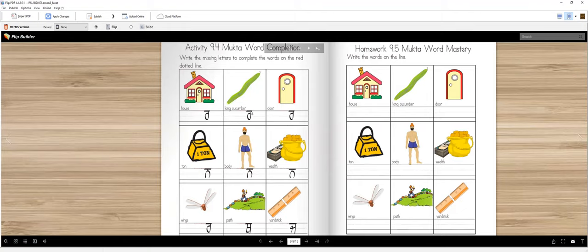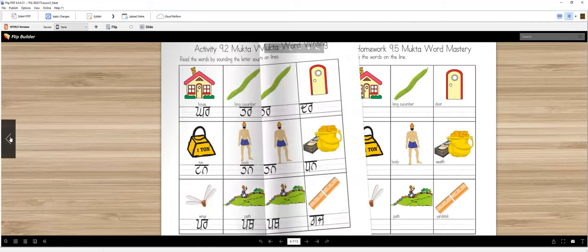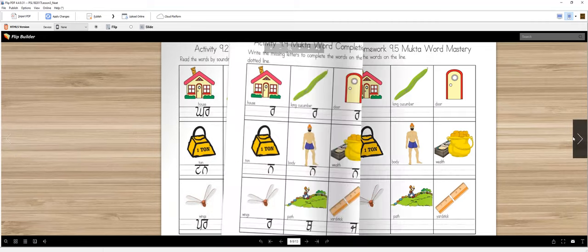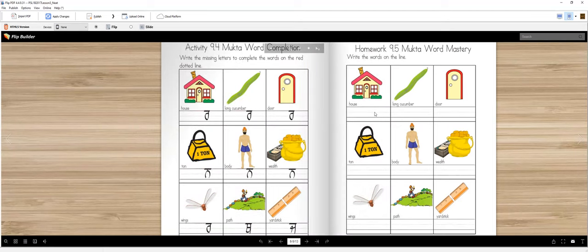Okay, so if you don't remember what these words are, what can you do? You can go to this page and you can look at them and you can copy them. Okay, but I think you will remember. Now on this page, you have to write the whole word by yourself. And this is your homework. Do it nicely. You can write it even 2 times. I think that'll be very helpful.